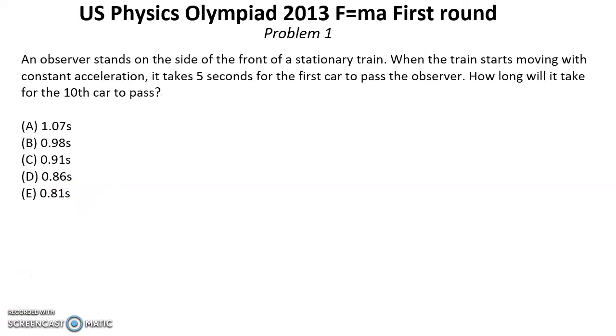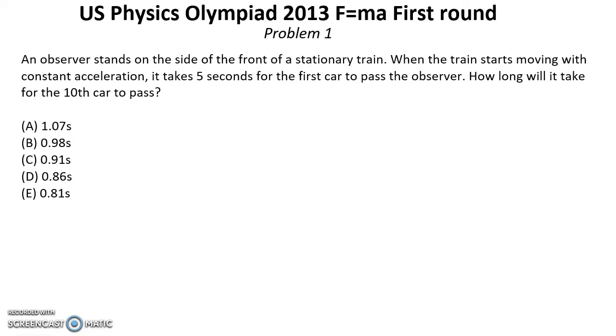US Physics Olympiad, year 2013, F equals MA. First round. For the first round, 25 problems were given, and for that 75 minutes were given. All solutions for all these problems you can find below this video in the reference in the description.